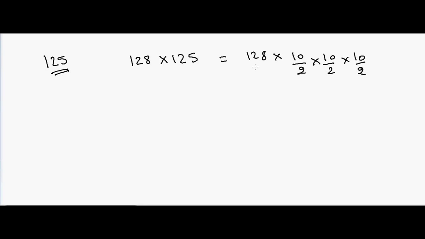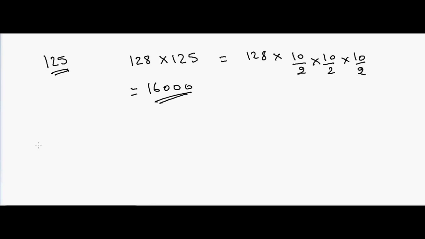So if we divide 128 by 2, that is 64, and half of 64 is 32, and half of 32 is 16, so the answer will be equal to 1600 and one more 0. This trick may not be very convenient a lot of times, because dividing something by 8 is not very easy sometimes, but it could be handy at certain times.